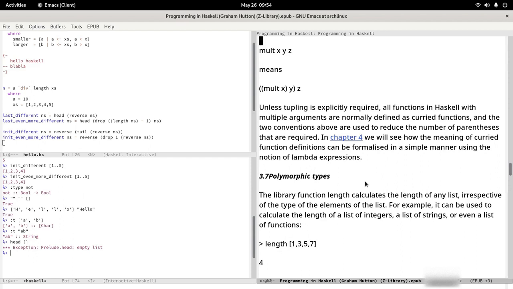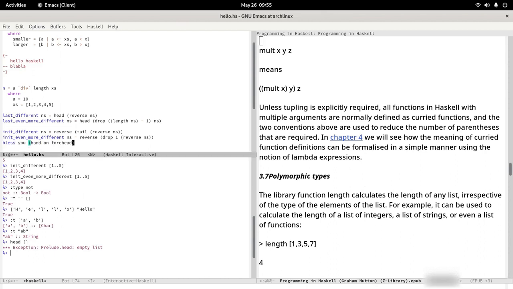Unless tupling is explicitly required, all functions in Haskell with multiple arguments are normally defined as curried functions, and the two conventions above are used to reduce the number of parentheses that are required. In Chapter 4, we will see how the meaning of curried function definitions can be formalized in a simple manner using the notion of lambda expressions.